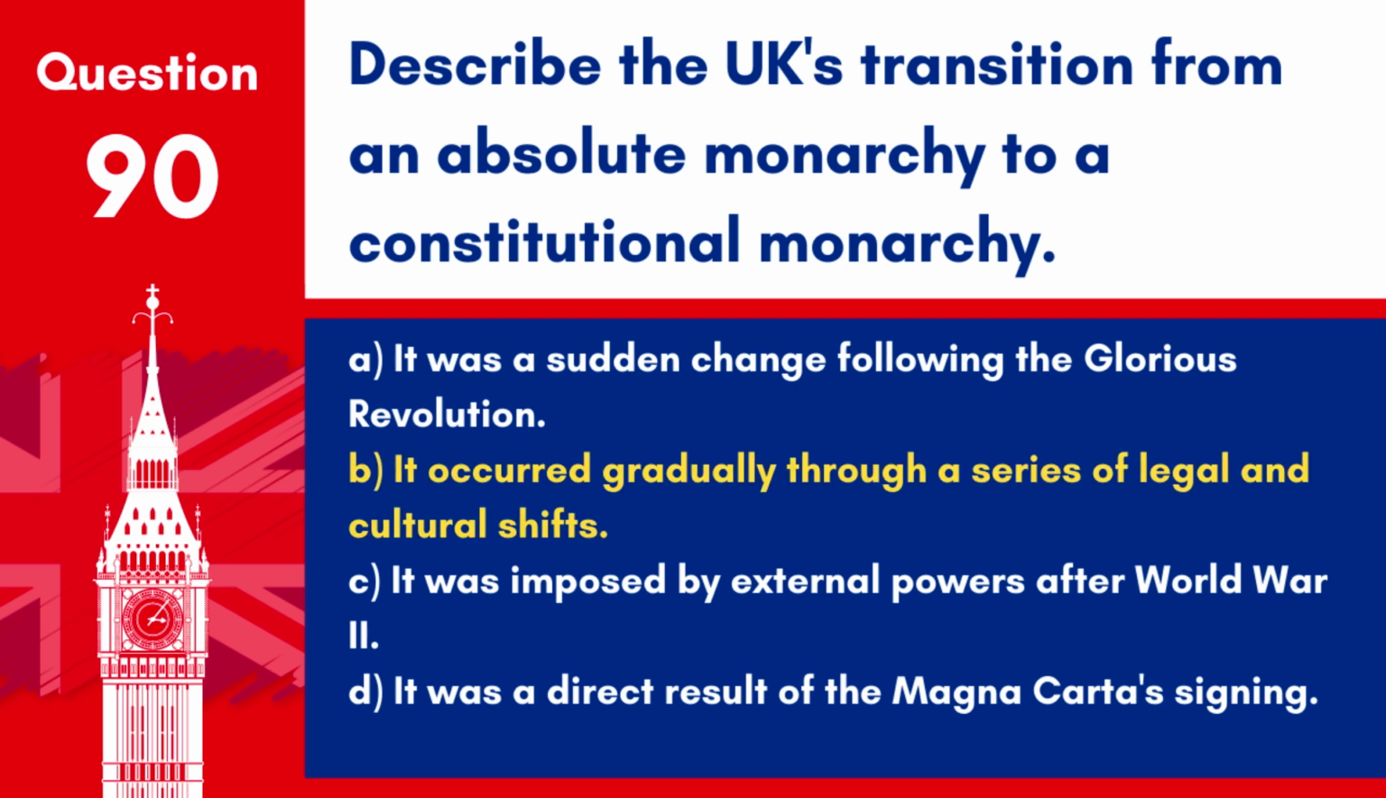Answer: B. It occurred gradually through a series of legal and cultural shifts. The UK's transition from an absolute monarchy to a constitutional monarchy was not sudden but evolved gradually over centuries through significant legal and cultural developments, including the Magna Carta and the Bill of Rights.